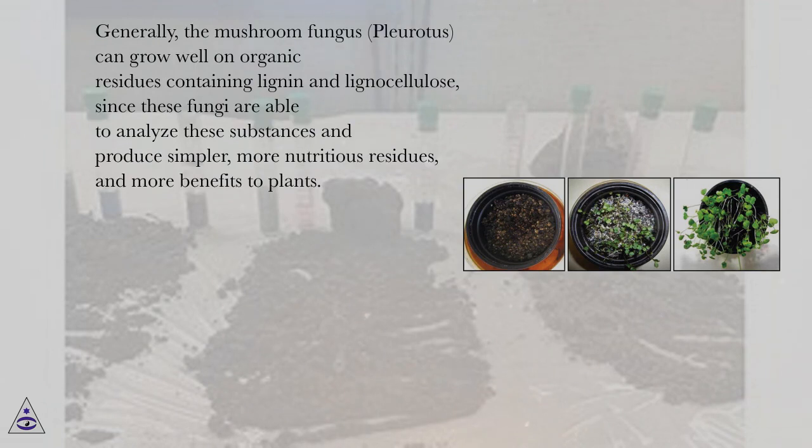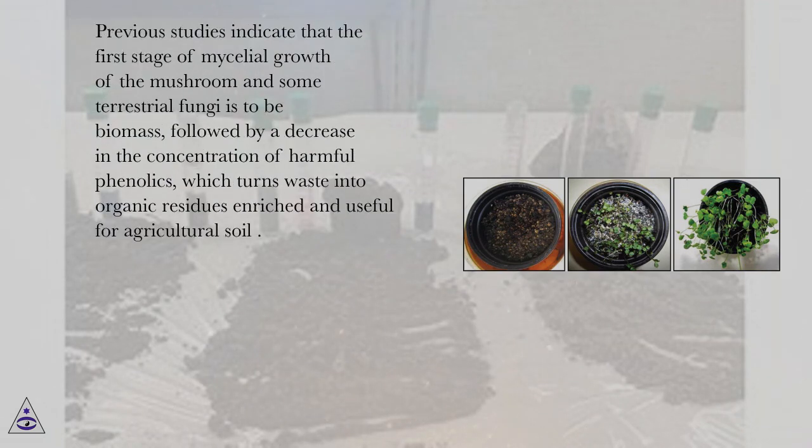Generally, the mushroom fungus Pleurotus can grow well on organic residues containing lignin and lignocellulose, since these fungi are able to analyze these substances and produce simpler, more nutritious residues, and more benefits to plants. Previous studies indicate that the first stage of mycelial growth of the mushroom in some terrestrial fungi is to be biomass, followed by a decrease in the concentration of harmful phenolics, which turns waste into organic residues enriched and useful for agricultural soil.